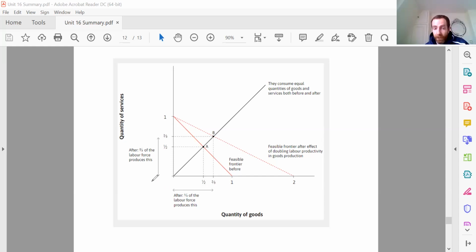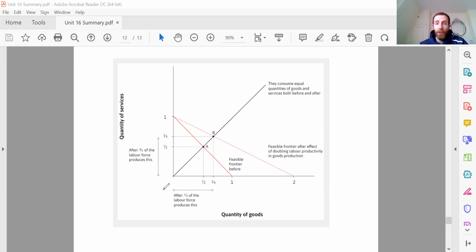When it comes to the services, we're now going to need 2/3 of the labor force to produce this higher quantity of services. So what this model shows us is that over time, more workers will move into services production, and they'll move away from goods production. And that's what we have seen happen in lots of developed countries.